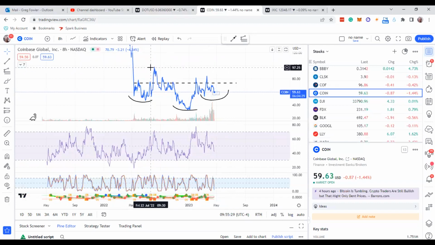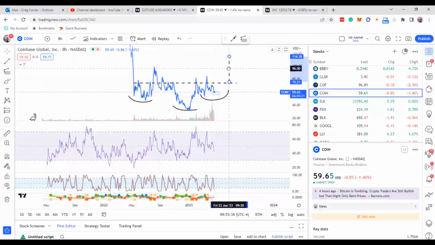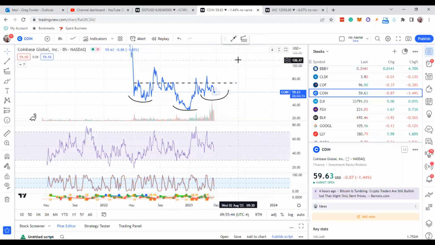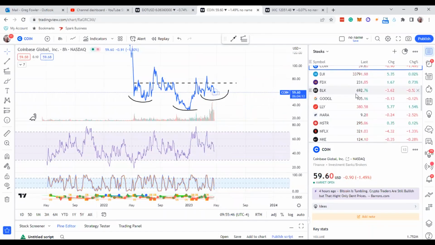Go up into this area. If it breaks that area, you're going to be looking at higher targets than that. Higher targets for Coinbase, up to, let's say, what is that? Like 115. It can get up to 115, guys. If Coinbase is bullish, more than likely Bitcoin will be too.